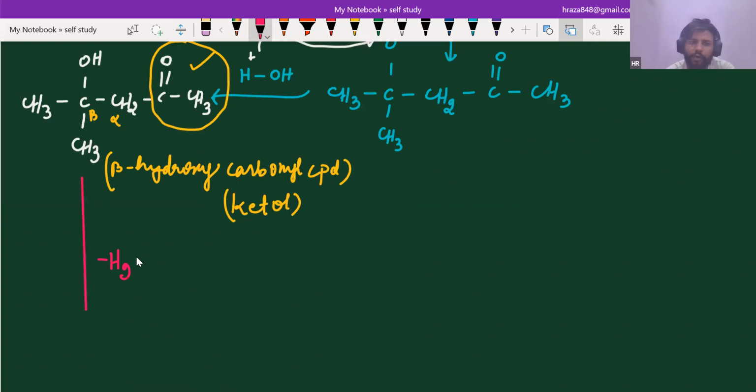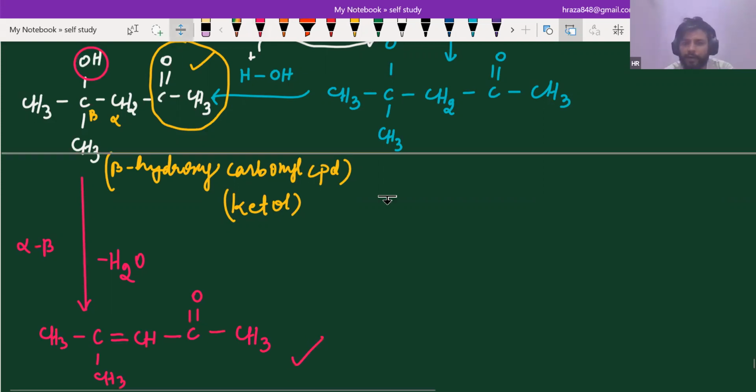And from where you are going to remove water? See, alpha beta. That means from beta carbon you are going to remove this OH, and from alpha carbon you are going to remove hydrogen. So there will be double bond between this and it becomes CH, and there was CH3 and there was also CH3, and the rest part is as it is. So this is your condensation process.